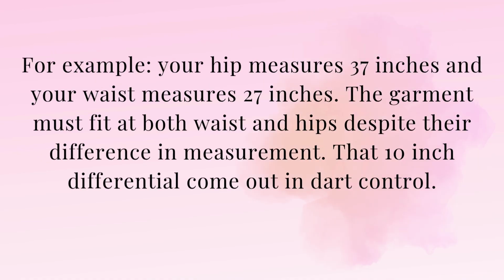For example, your hip measures 37 inches and your waist measures 27 inches. The garment must fit at both waist and hips despite their difference in measurement. That 10-inch differential comes out in dart control.